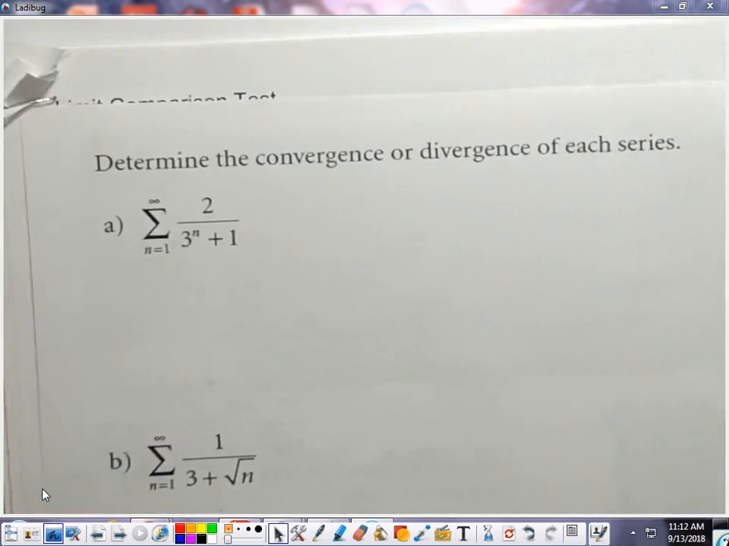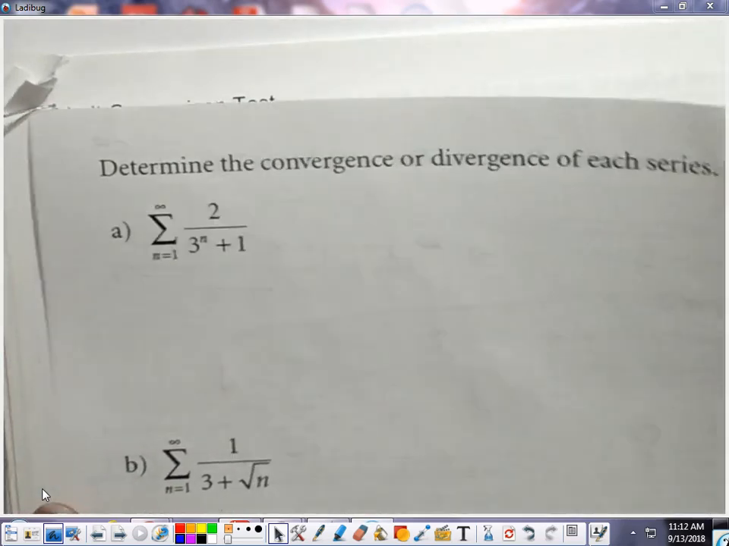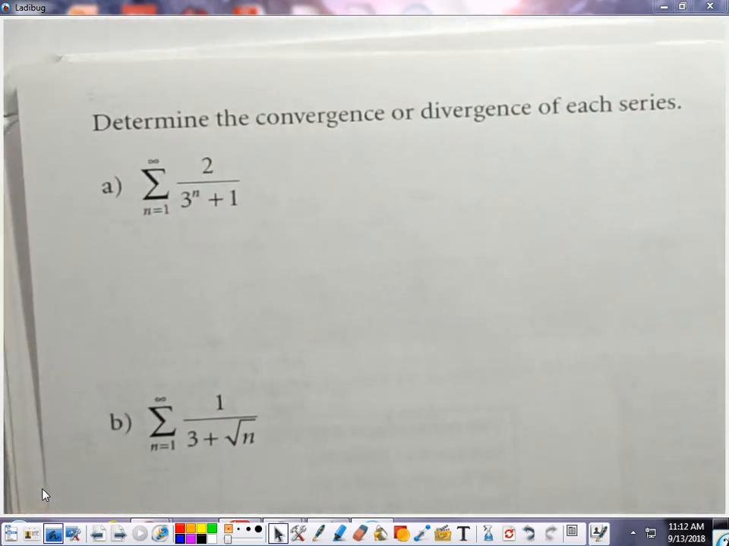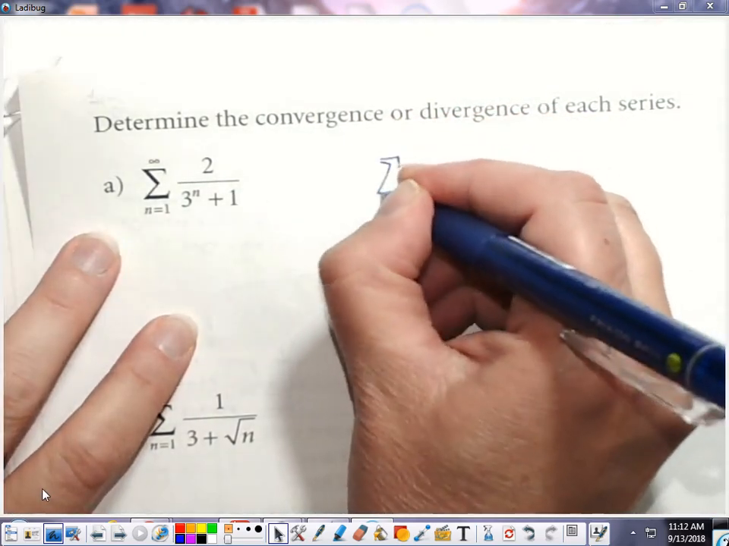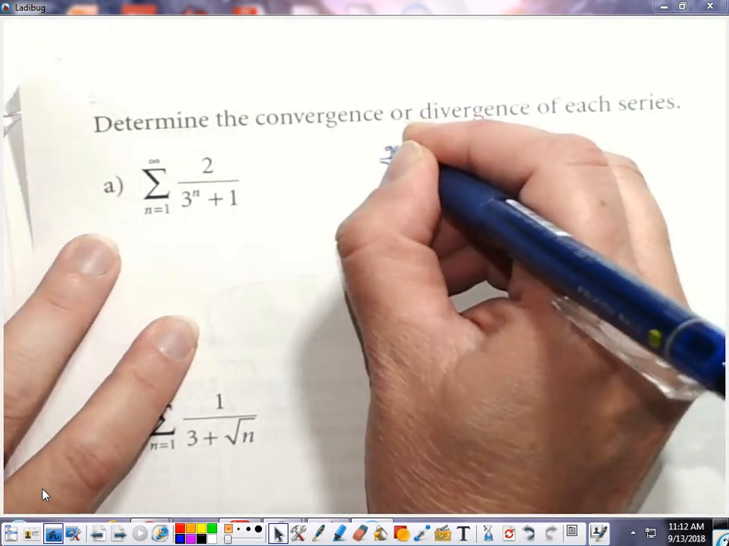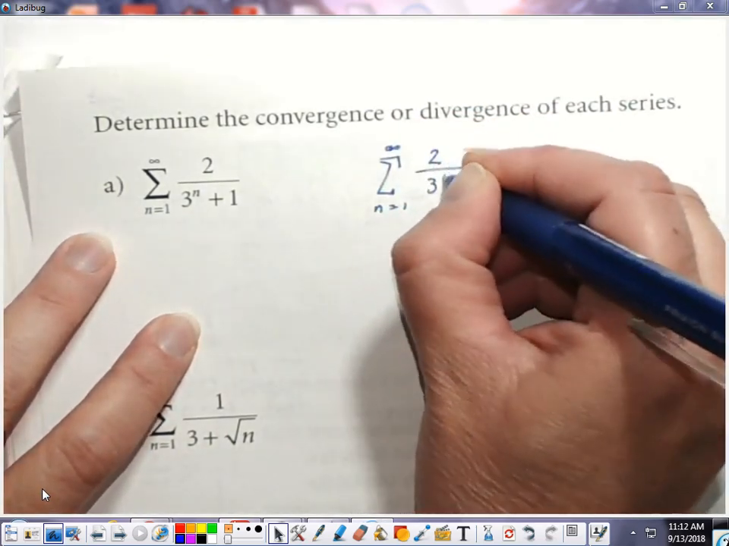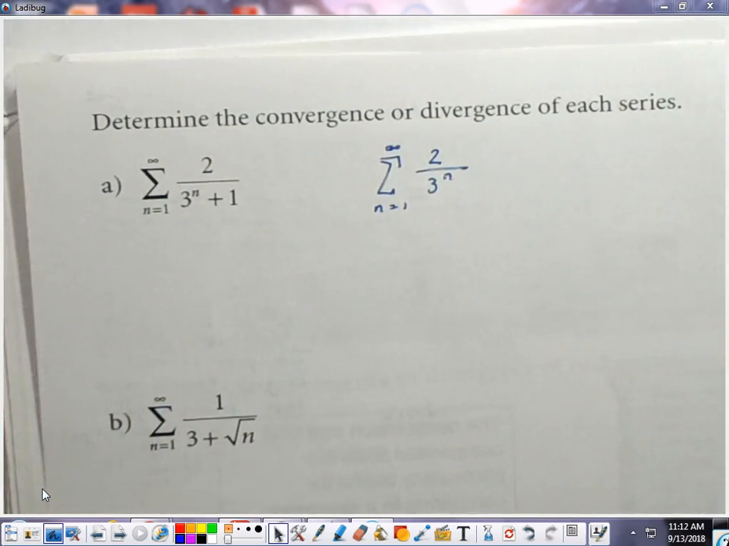Okay, so our first one is this guy. It's the summation from 1 to infinity of 2 over 3 to the n plus 1. What you're going to do is basically take away any plus 1s or anything like that. So I'm going to just get this down to 2 over 3 to the n. On any of these problems, you're going to get rid of the things that are added, so that it will just look like either a geometric or a p-series.